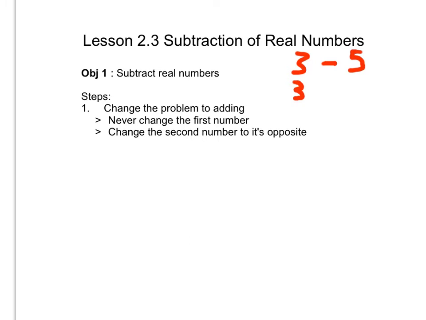Then you change the second number to its opposite. So we're going to change the problem to adding, so that subtraction sign is going to go to add. And we're going to change the second number, 5, to its opposite, to negative 5. Yes, you need to show that work. Then, after that, you just use the adding rules. And that's all there is to it. So I'll give you a couple examples on the next slide. Let's go ahead and jump into it.